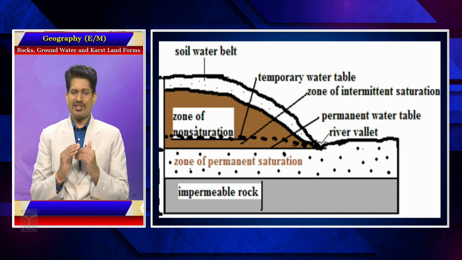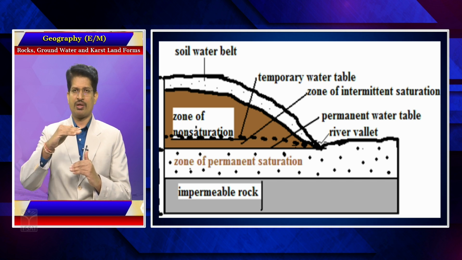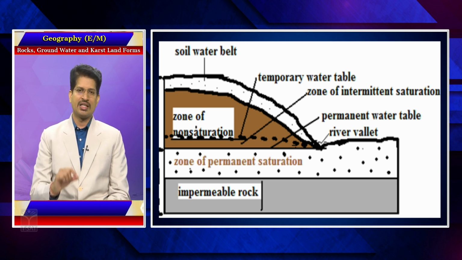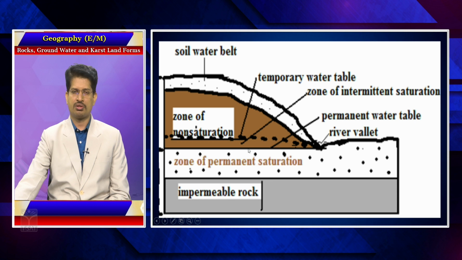The difference between the permanent water table and the maximum level to which water can rise during the rainy season, this difference in depth, is described as the intermittent zone. This zone is described as intermittent saturation. The zone of intermittent saturation is the difference between the temporary water table level and the permanent water table level. This can be asked as a question: what is meant by intermittent water table or intermittent zone, they may ask you.